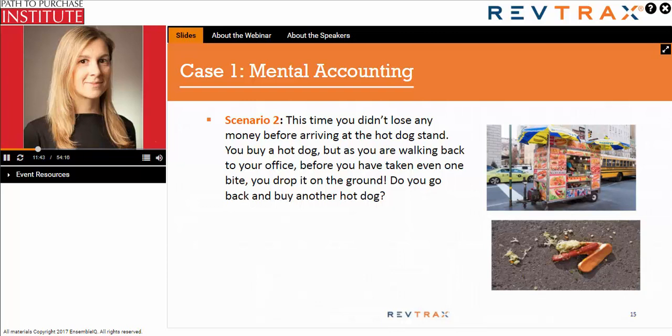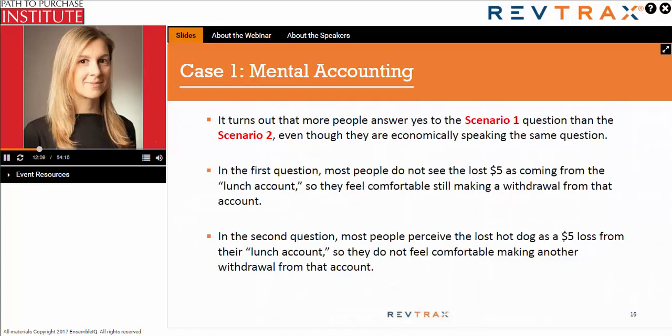So it turns out that significantly more people, and this is consistent throughout, and I just did the survey with my students recently, time after time, significantly more people answer yes to scenario one relative to scenario two. But what I want to emphasize is that economically speaking, the scenarios that are presented in both of these examples are economically identical. Essentially, you have lost $5, right?